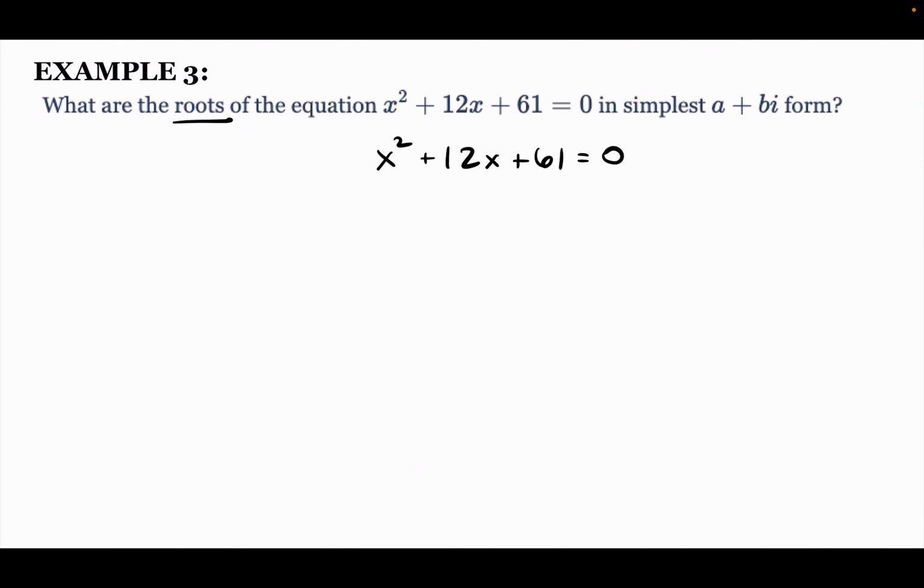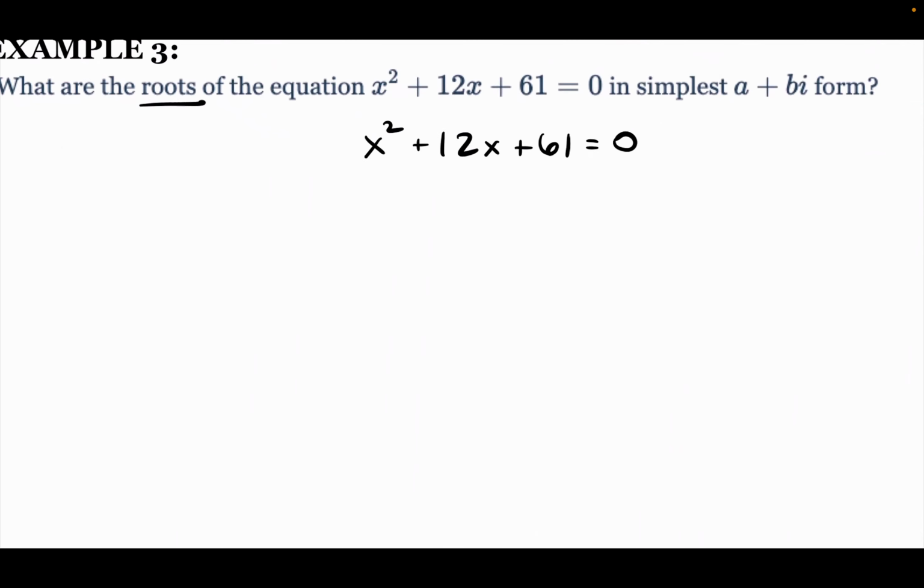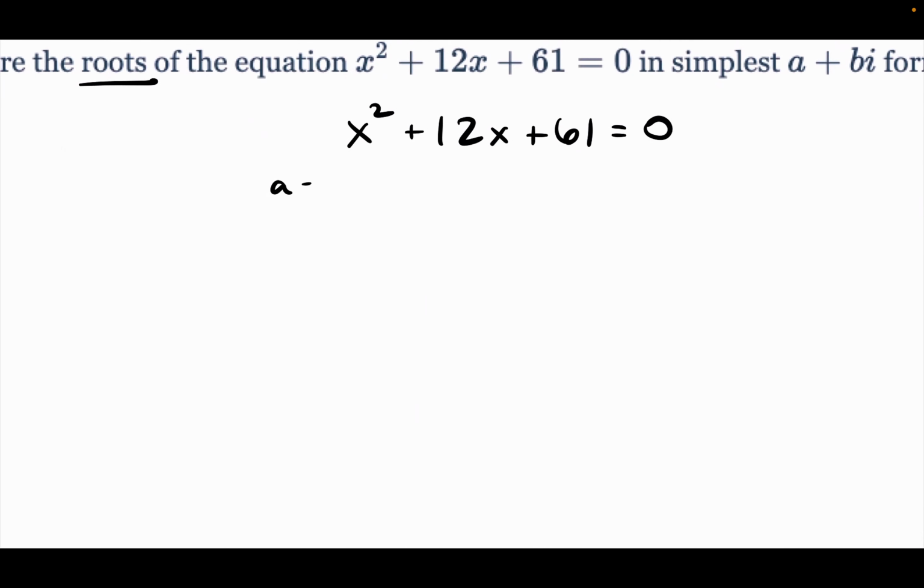This one's not a binomial, it's a trinomial. So we have to use those steps. Step 1 for a trinomial says it has to be in standard form. Check. Already in standard form. Step 2, GCF. Is there a GCF besides 1? No. Okay, ABC. So let's go to ABC. A is 1, B is 12, C is 61.